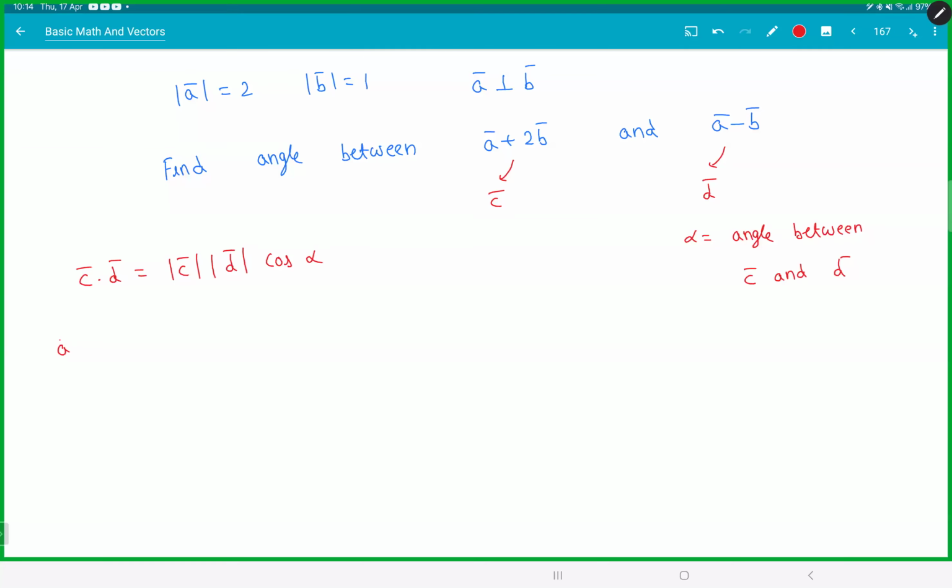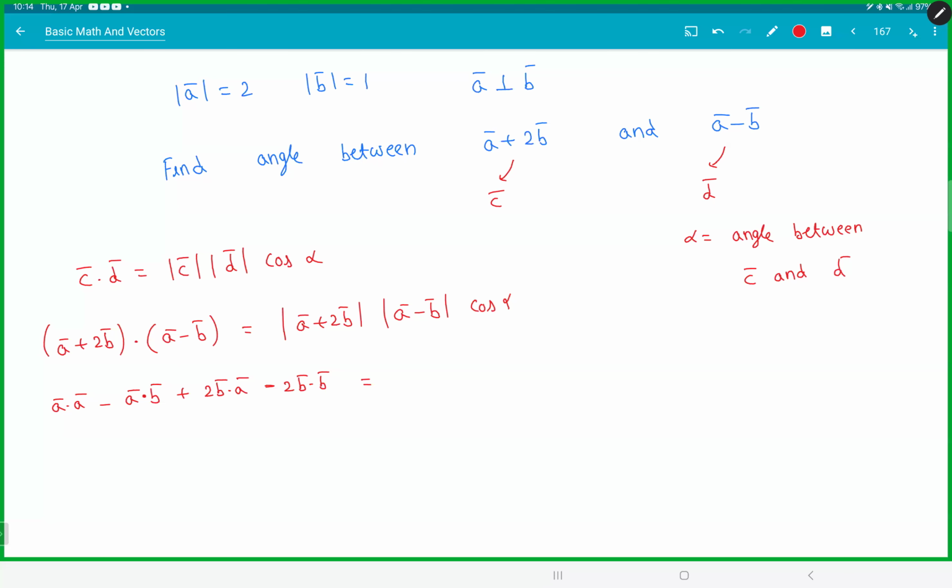So this will be a plus 2b dot a minus b bar, equals mod of a plus 2b times mod of a bar minus b bar times cos alpha. On the LHS, it's a dot product: a dot a minus a dot b, plus 2b dot a minus 2b dot b.